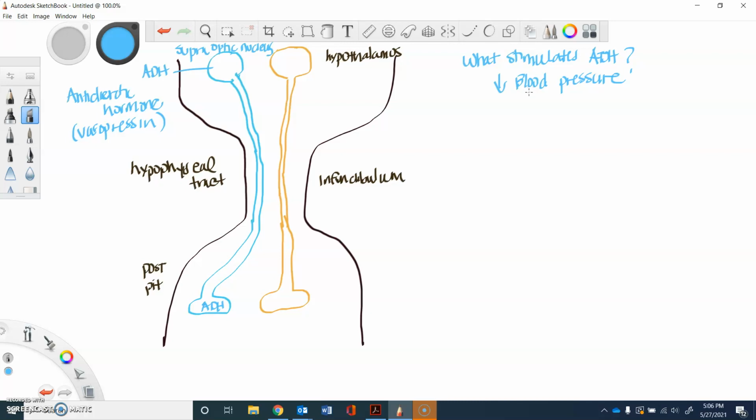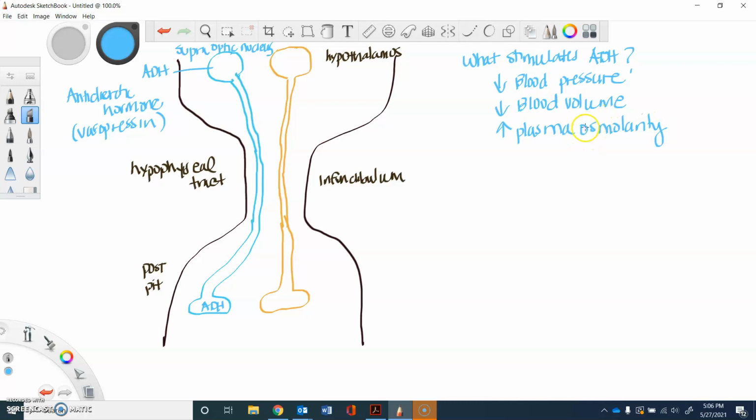So diuretic would mean to get rid of water. So anti-diuretic means to retain water. Okay, so it basically targets the kidneys to do that. That will increase blood pressure because it will increase blood volume. So a decrease in blood volume will also stimulate ADH. An increase in plasma osmolarity will also stimulate ADH.